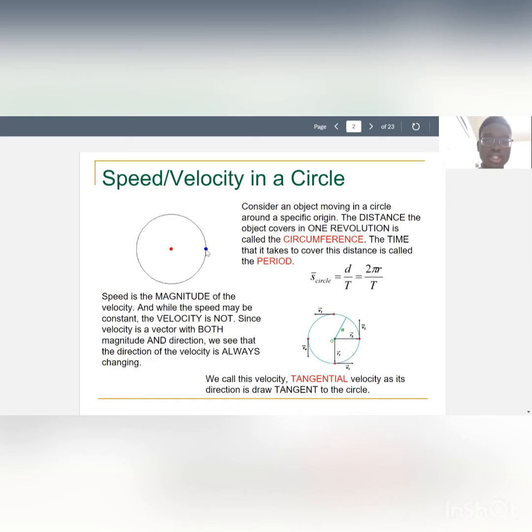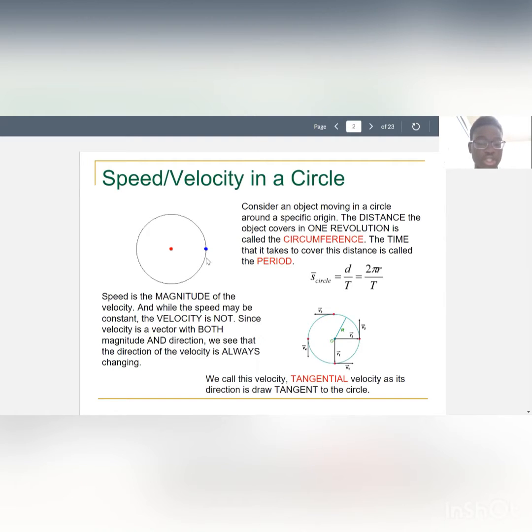So what that means is that this blue dot over here, for it to complete one full revolution would be for it to go around the whole circle and then stop at the spot where it is right now. So the beginning is the end. That's basically what that means.